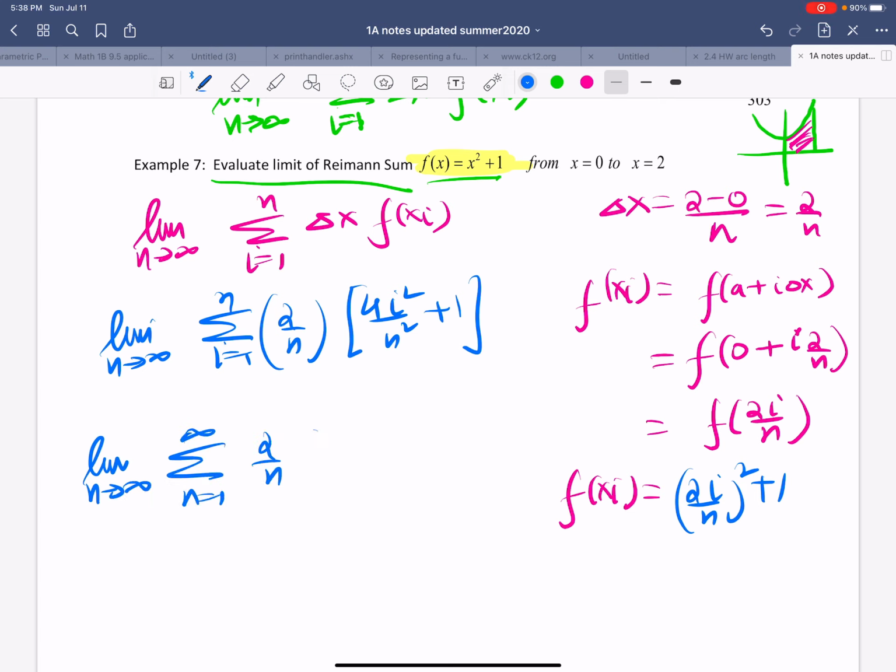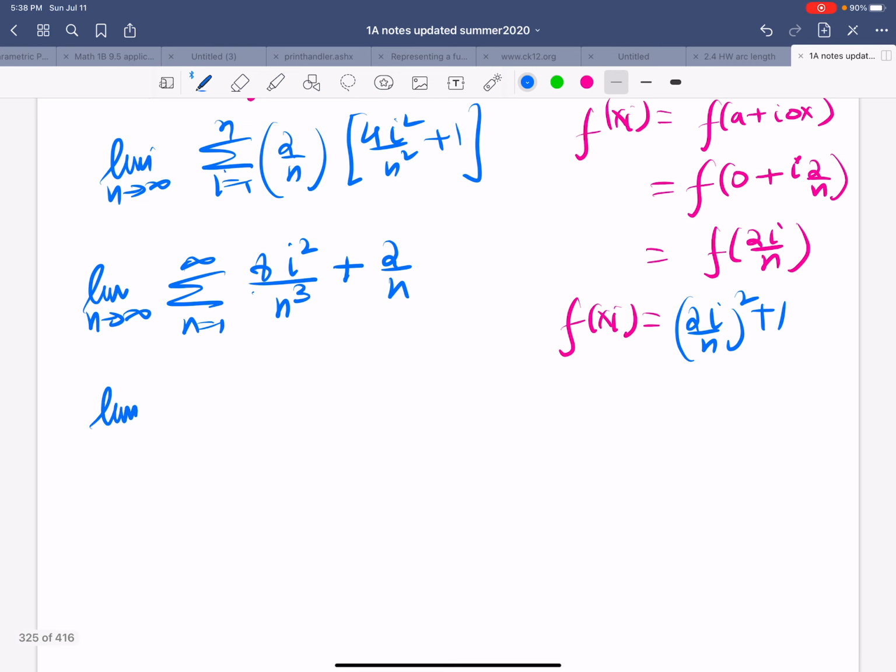So we have 2 over n times 4i squared over n squared plus 1. Let's distribute the 2 over n inside and then clean up. That would become 8i squared over n to the third plus 2 over n. All right, limit as n goes to infinity, summation i equals 1 to n. I'm going to pull 8 over n to the third out from the first summation.